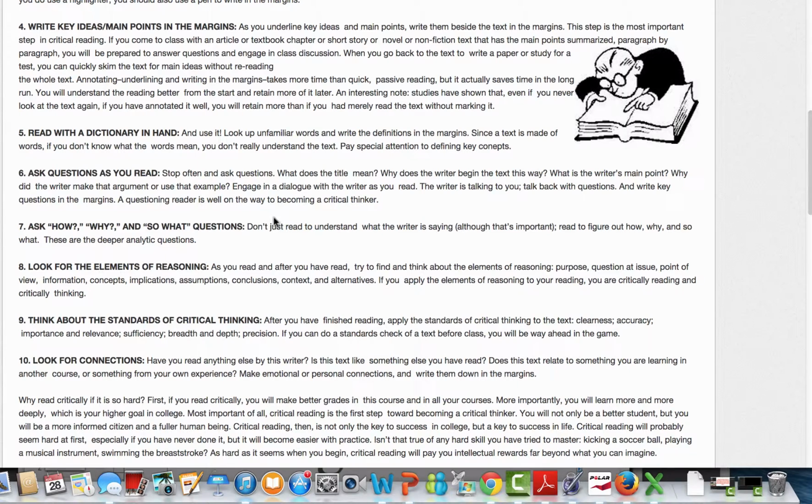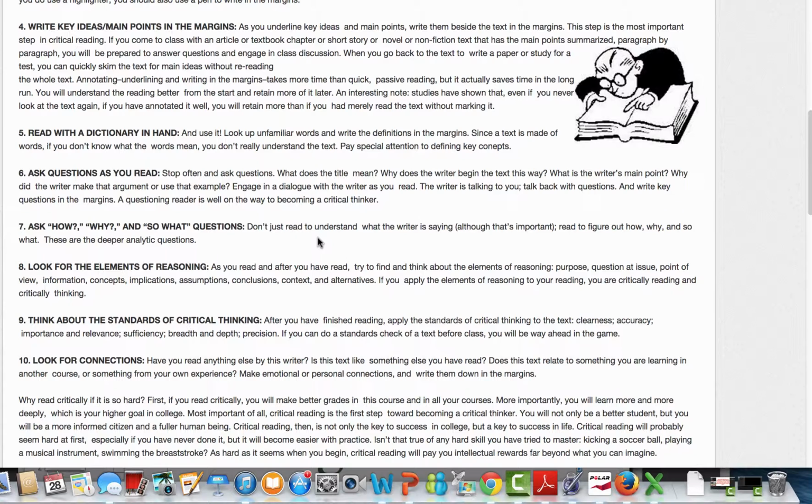Ask questions as you read. Stop often and ask questions. What does the title mean? Why does the writer begin the text this way? What's the writer's main point? Ask how, why, and so what questions.